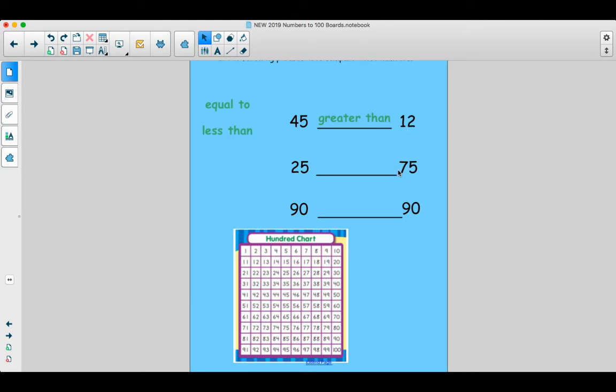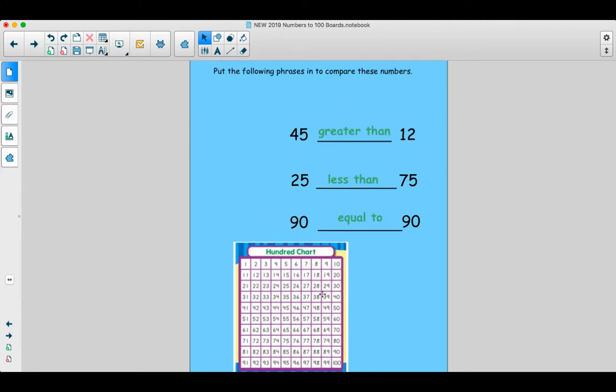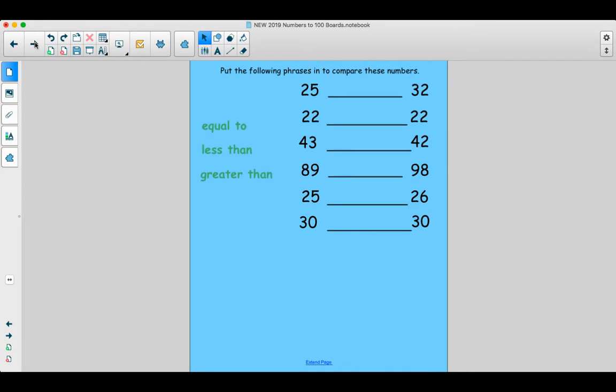25 and 75. So 25 is here, and 75 is way down here. So 25 is less than 75. And 90 and 90. 90 is equal to 90. They're the same. Right, grade twos? Good job. Let's keep practicing.